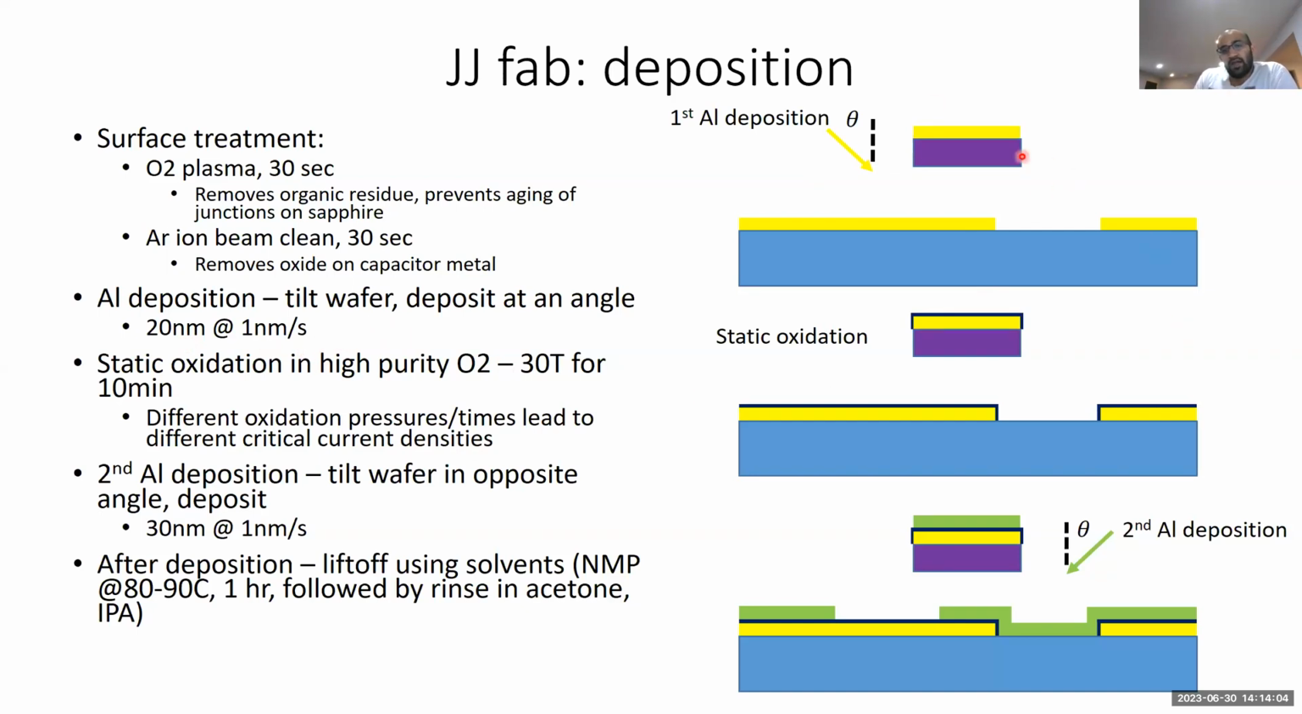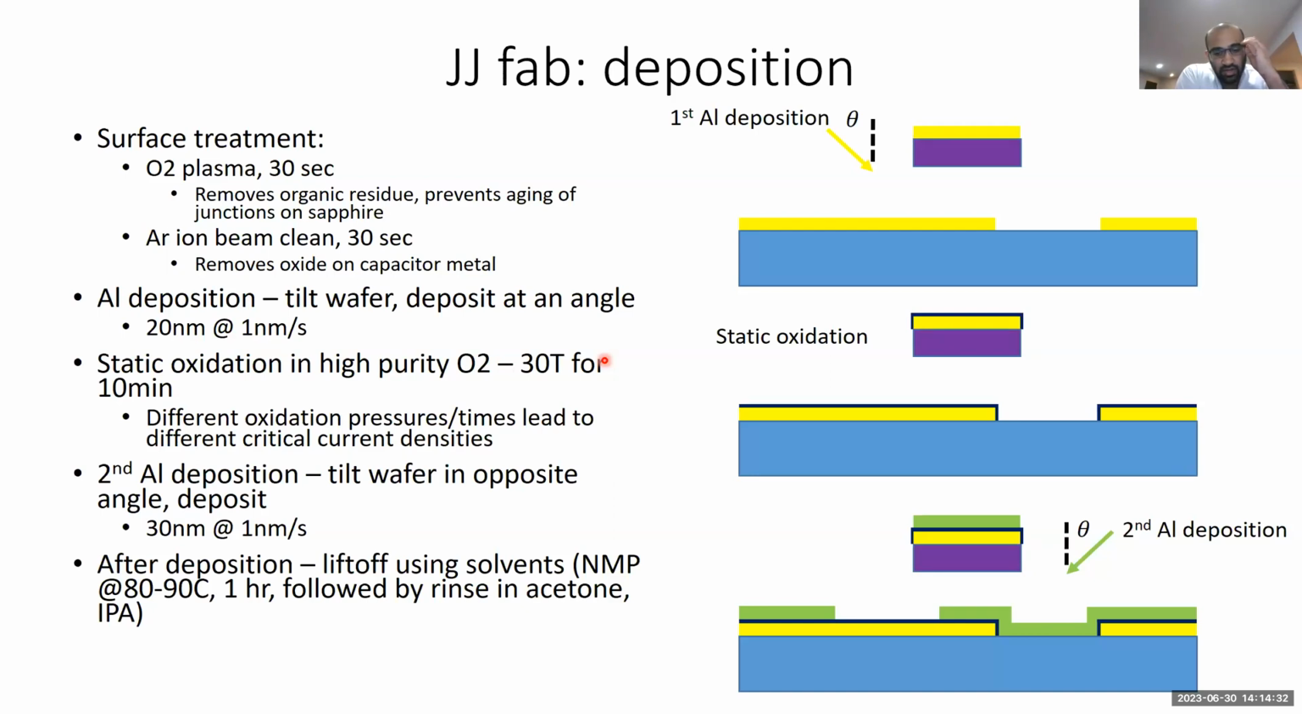And then after that deposition is done, we do a static oxidation where, without breaking vacuum, we introduce oxygen into the system, or into the chamber. We pressurize up to around 30 torr, and we just wait for 10 minutes. And this is what we call static oxidation. So we just pump the whole chamber full of oxygen, and we let the aluminum oxidize on its own.